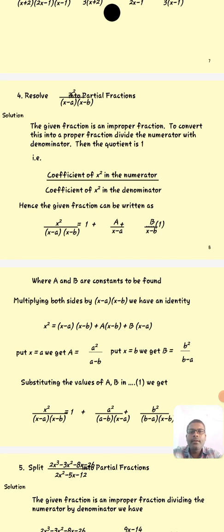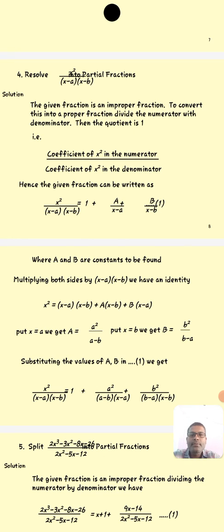Hence, the given fraction can be written as x square divided by x minus a into x minus b is equal to 1 plus A by x minus a plus B divided by x minus b. Okay, how to get this one? The quotient is 1 whenever we divide the numerator by the denominator. Here A and B are constants. That's why we have to find out the A value and B value.